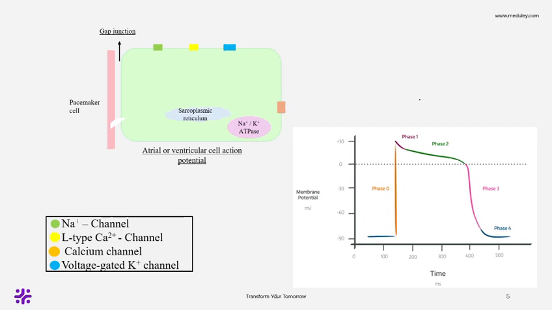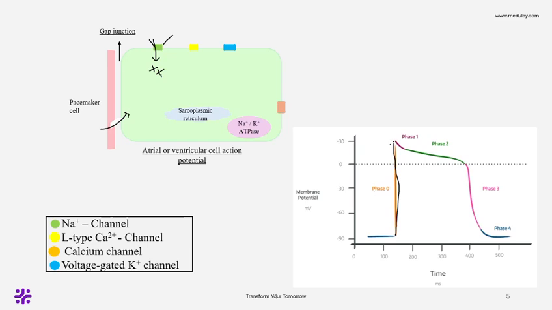So from the pacemaker, the electrical impulses will move into the cell via gap junctions. As the electrical impulse moves into the cell, the sodium channels open, and these sodium channels cause the rapid entry of sodium ions inside the cell, making the cell positive. Due to this rapid entry of sodium ions, the cell moves from the resting membrane potential directly to the peak phase, and this phase is called phase 0.